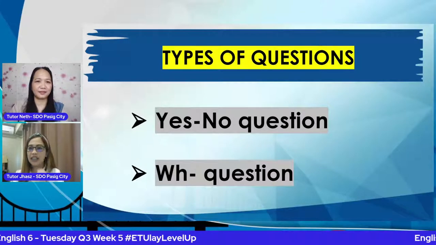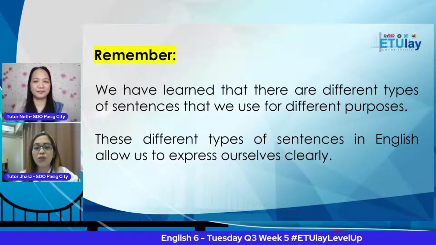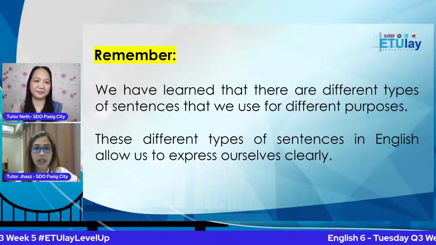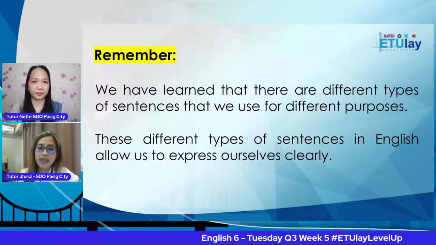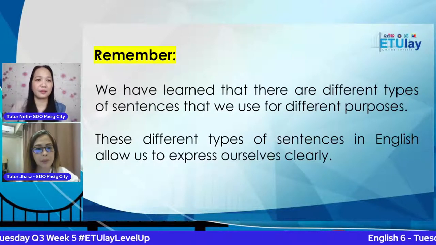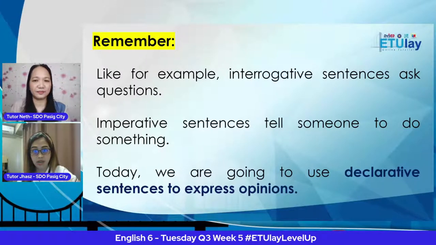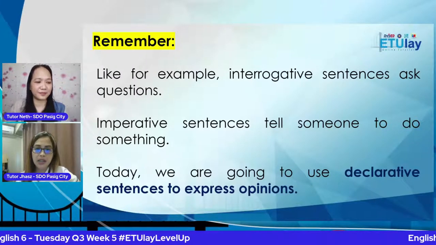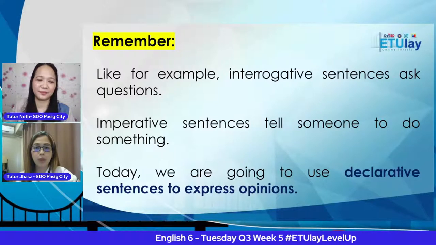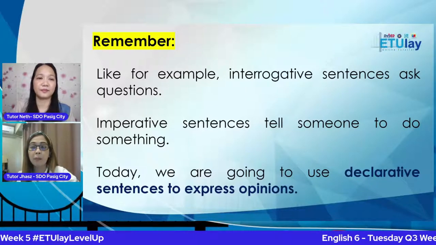Okay, and then take note of this. We have learned that there are different types of sentences that we use for different purposes. Last meeting we talked about sentences asking questions. These different types of sentences in English allow us to express ourselves clearly. For example, interrogative sentences ask questions, just like what we had last meeting, and imperative sentences tell someone to do something. We have different kinds of sentences, which you may already have had in your previous grade levels.